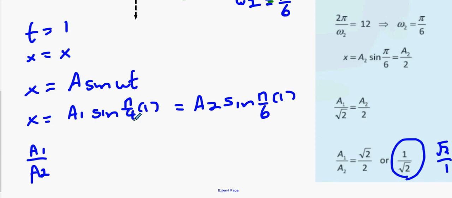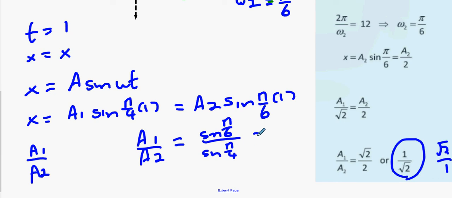So here's what we'll do. We'll bring the A2 underneath the A1, and we'll do sine pi over 6 divided by sine pi over 4. And what's sine 30 divided by sine 45? Root 2 over 2, which is 1 over root 2. So I'd actually get root 2 over 2 if I was using my calculator, which is a perfect answer, but it's also the same answer as 1 over root 2.